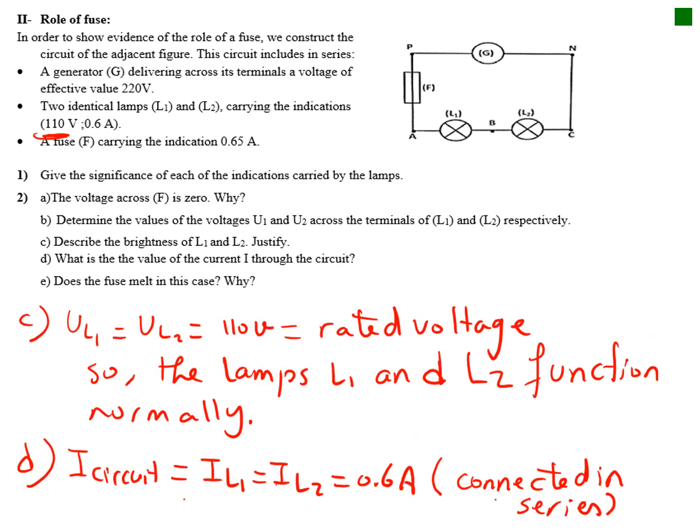C, describe the brightness of L1 and L2, justify. U across L1 equals U across L2 equals 110 volt, equal to the rated voltage, so the lamps L1 and L2 function normally. D, what is the value of the current I through the circuit? I of the circuit equals I across L1 equals I across L2 equals 0.6 ampere, connected in series.